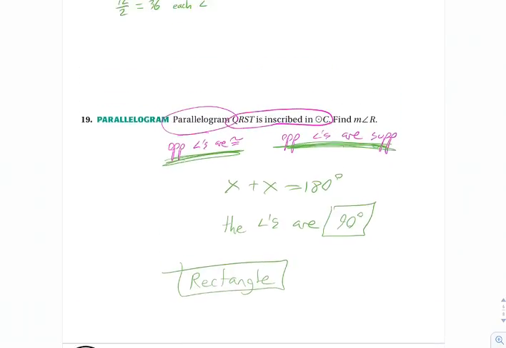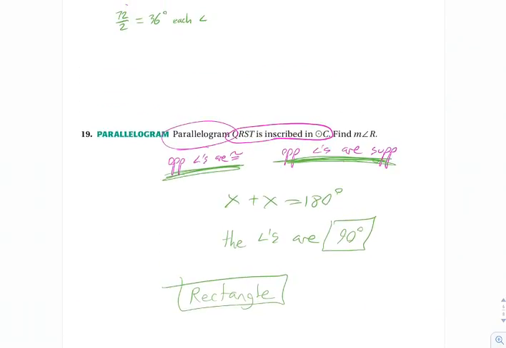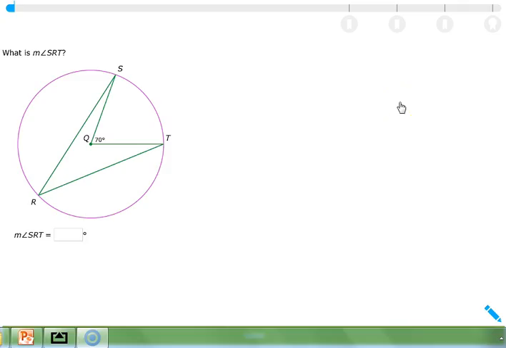All right, so let's do a couple IXL problems now. If you feel like you're ready, awesome, move on. If not, stick with me. All right, so here we go.